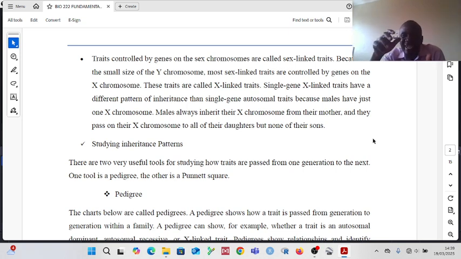Okay? So why is it that the inheritance of a single gene on an X chromosome will be different from the inheritance of a single gene on the autosome? It's because males, wanaume, wako na just one X chromosome. Just one X chromosome. But we have two autosomes. But one X chromosome, one Y chromosome.